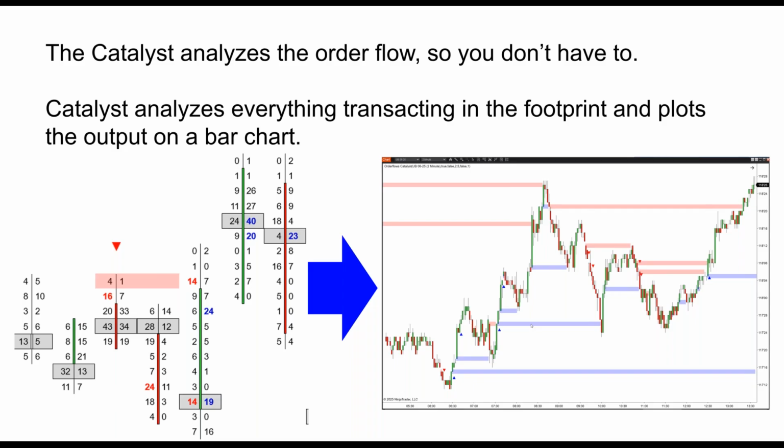So you could plot it on the existing chart that you're already using. All right, that's the beauty of it. Because again, a lot of people aren't interested in trying to decipher a footprint chart simply because they have their existing way of trading. They have their existing chart type that they use with maybe some other indicators, and they want to add another layer, a layer of order flow analysis to their existing method of trading.